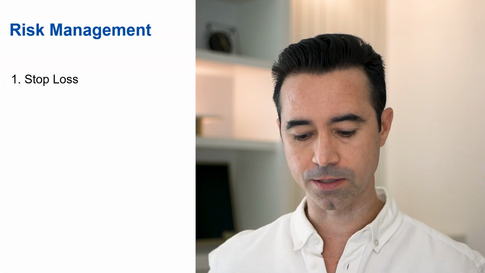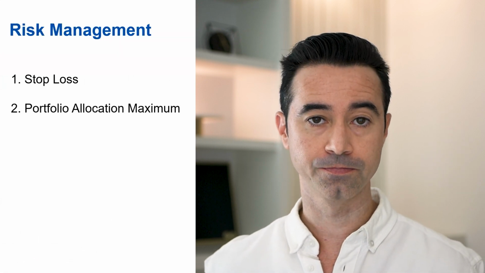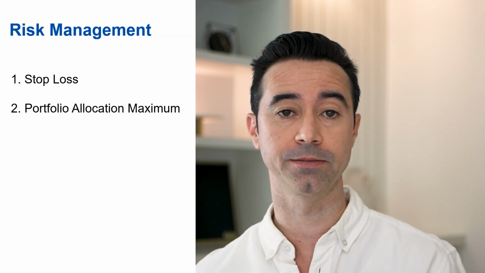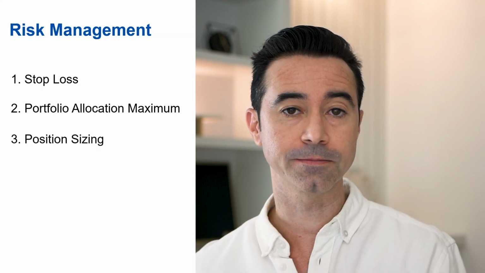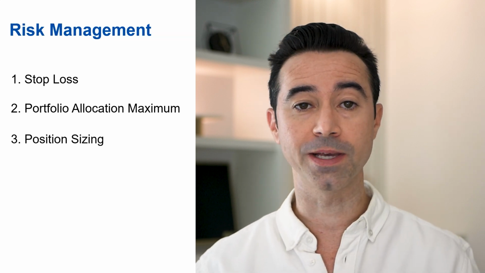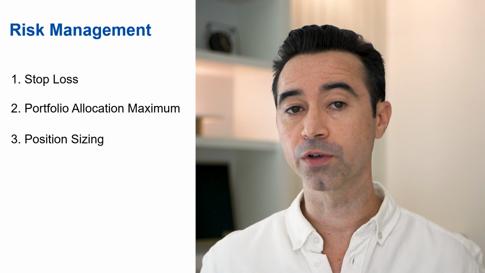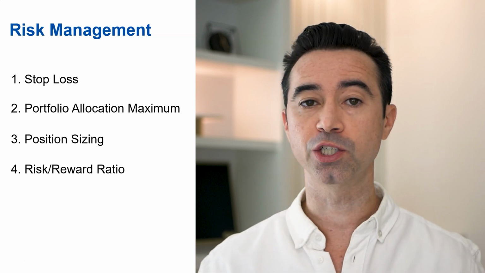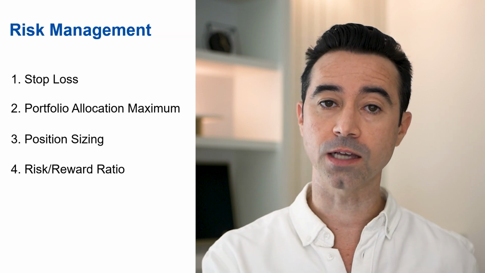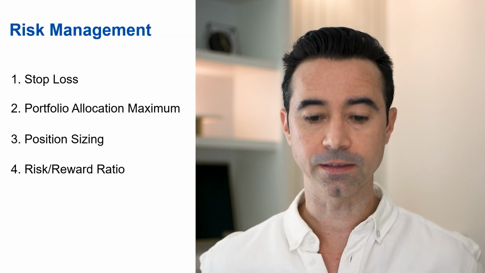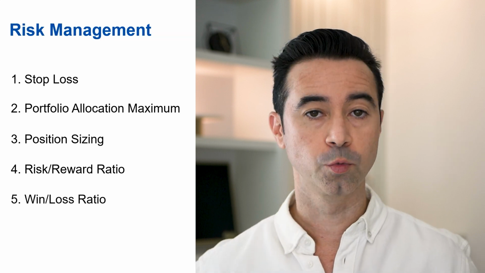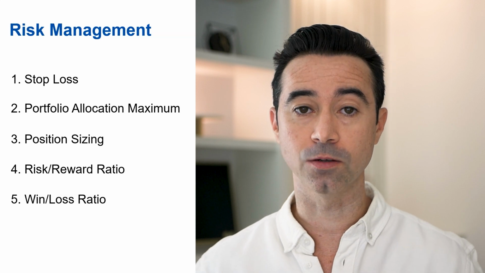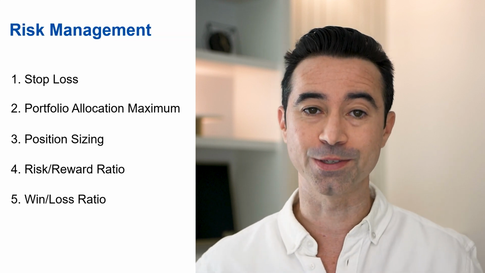The next important concept is called portfolio allocation maximum, and that's how much of your total portfolio you're willing to invest in one single trade. Next, we have something called position sizing. So this is the amount you're willing to lose based on the stop loss as a portion of your entire portfolio. Then we have the risk reward ratio, which is the ratio of how much your potential loss is to your potential gain. And finally, we have the win-loss ratio, which is how many wins you have versus how many losses. As you remember, we had an 80% win-loss ratio last month for BDO Securities.